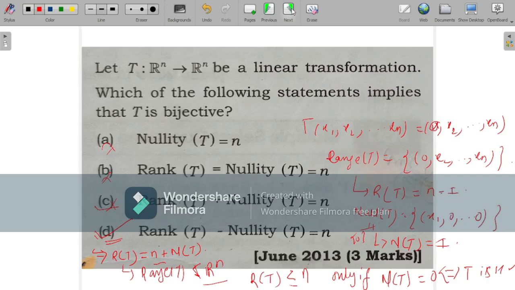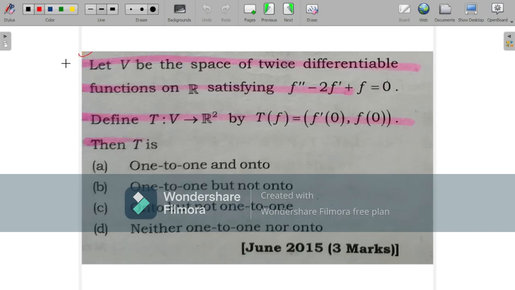Now let's move to the next problem. The next problem is, let V be the space of twice differentiable functions on R satisfying f'' minus 2f' plus f equal to 0. Define a linear transformation T from vector space V to R^2 by T(f) equal to (f'(0), f(0)). Then T is 1-1 and onto, 1-1 but not onto, onto but not 1-1, neither 1-1 nor onto.